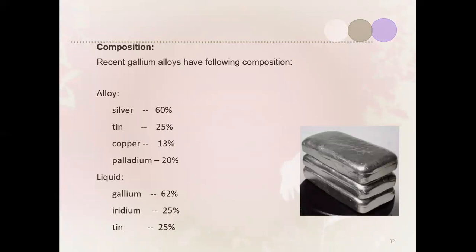Composition. Recent gallium alloys have the following composition: alloy, silver 60%, tin 25%, copper 13%, palladium 20%. Liquid, it has gallium 62%, iridium 25%, and tin 25%.